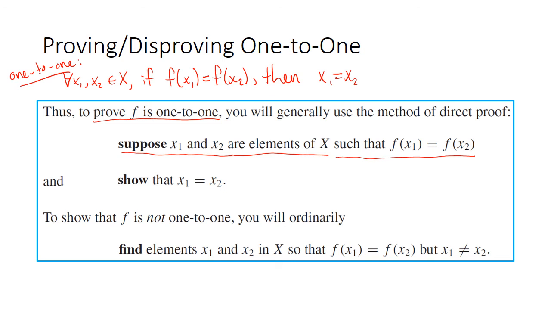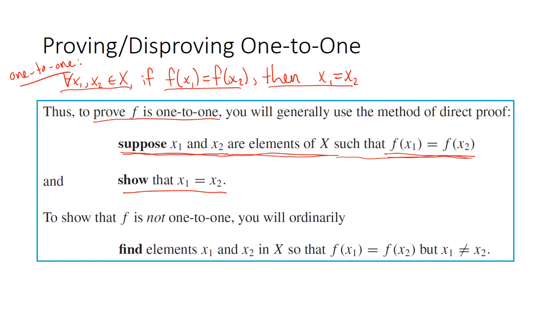So what you're doing when you're using this proof technique is you're just saying let x1 and x2 be elements of X. That's this part here. And then you're doing direct proof, so you're assuming the if part, which is right here. So you're also assuming this f of x1 equals f of x2. And then your goal is going to be to show that x1 equals x2.